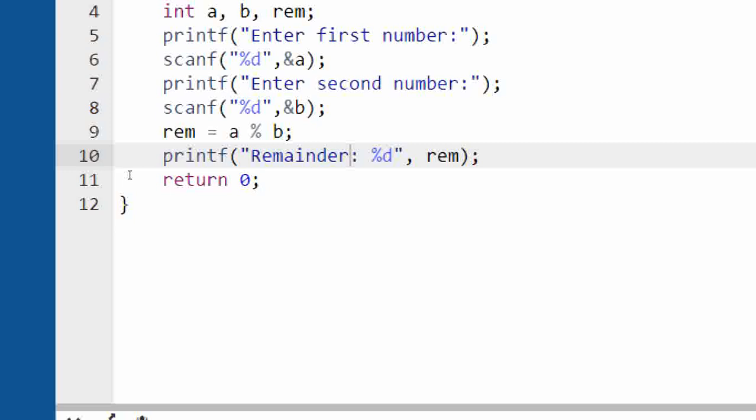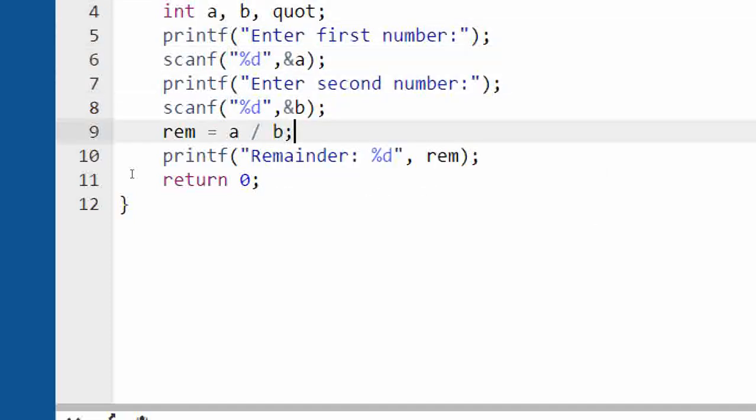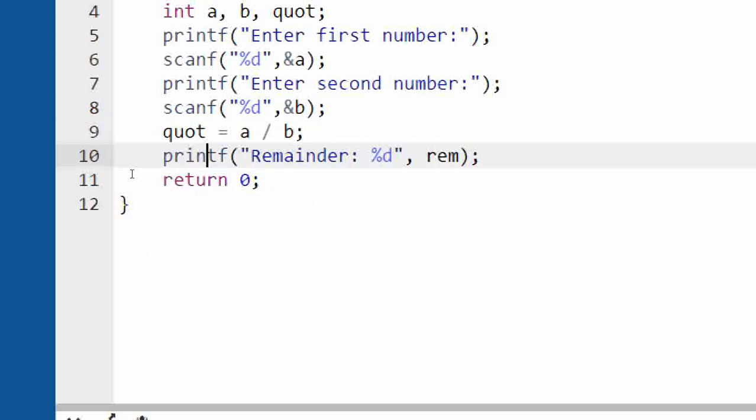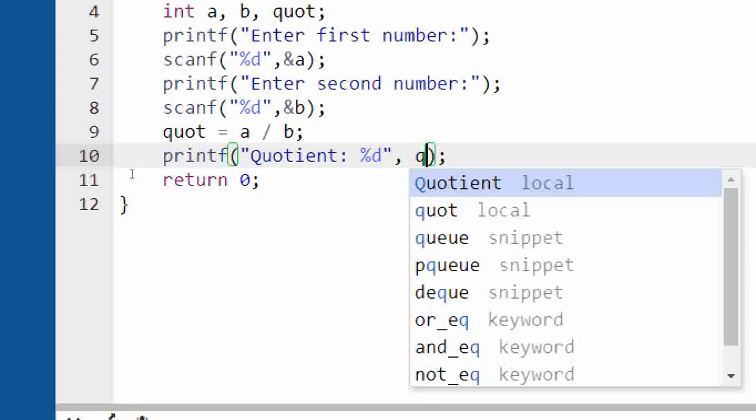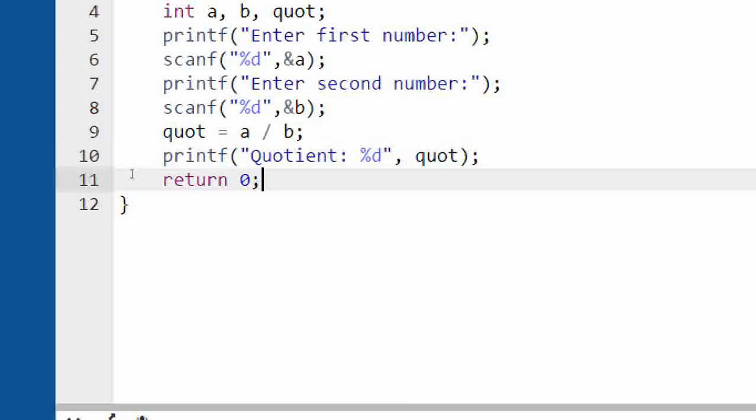When you have to calculate the quotient, you have to use this symbol, the forward slash. Here you have to write quotient, quot. Same, quot, quotient. Okay, we will look at that also. So this is all about arithmetic. We have finished arithmetic operators in C.